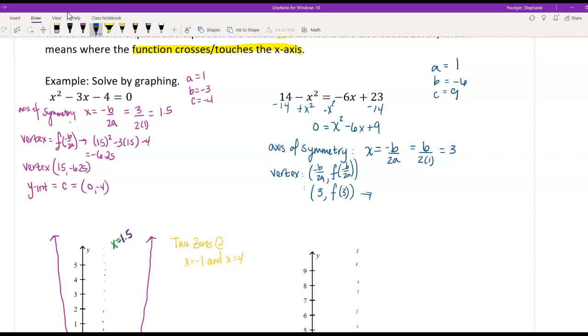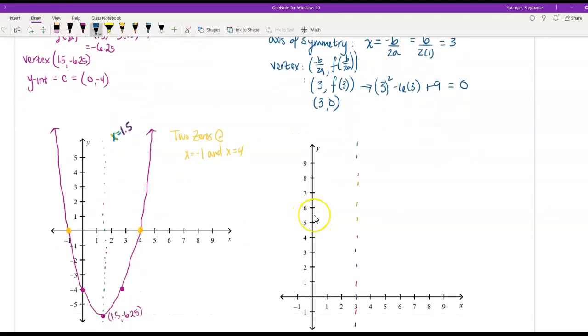So f of 3 is 0 equals, or well, not 0, silly Miss Younger. We're just substituting it. So 3 squared minus 6 times 3 plus 9, which gets us a nice value of 9 minus 18, 0. Cool. So we know our vertex is actually 3, 0. So I'm going to go down and I'm going to plot my vertex at 3, 0.